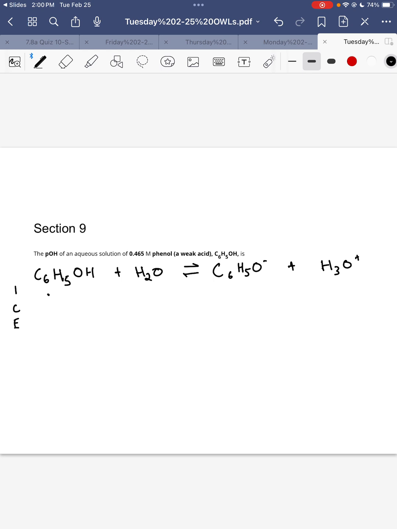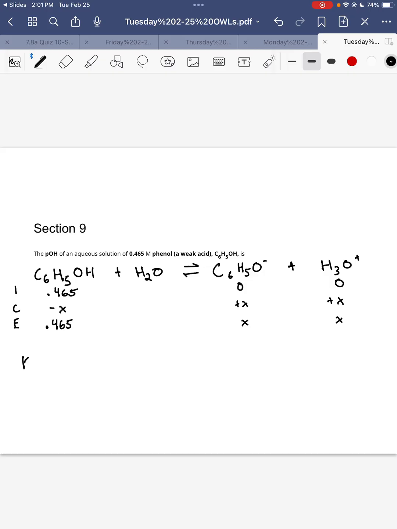So let's make an ICE chart for this now, since it's a weak acid. Our initial concentration of phenol is 0.465 molar, and we have none of the conjugates there. So that means we're going to minus X, plus X, plus X, and so our final equilibrium would be found with 0.465 minus X, X, and X. Now, the minus X here is going to be pretty insignificant because of the 5% rule, so I'm just going to call that 0.465.